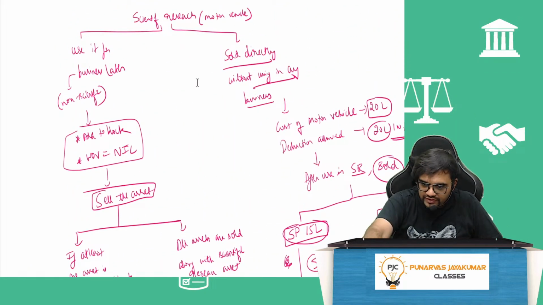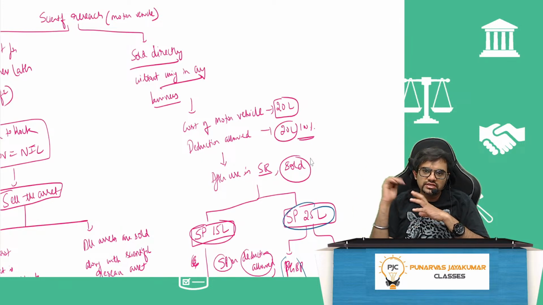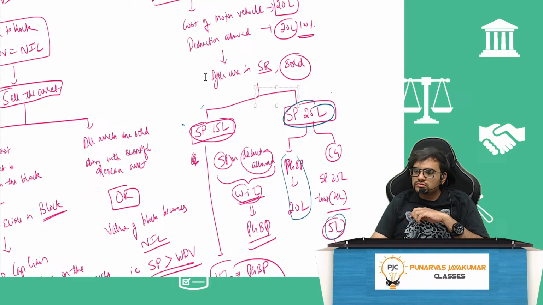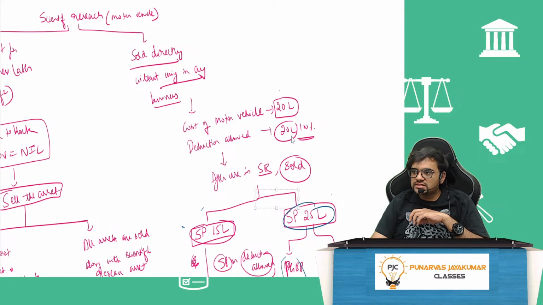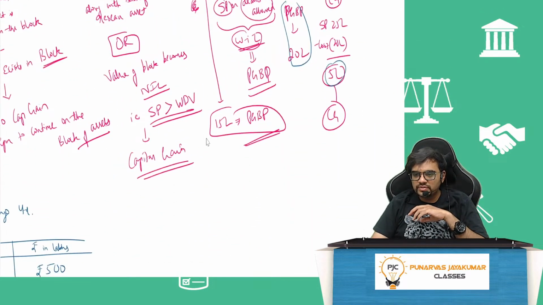But the interesting part is, if it is sold directly without using it in any business, then what will happen? Cost of the motor vehicle 20 lakh. Deduction allowed is also 20 lakh. 100% depreciation, deduction allowed. After being used in scientific research, it is sold directly. Let's say it is sold for 15 lakh, and alternatively for 25 lakh. A 20 lakh asset is sold for 15 lakh. What will you do? You have already claimed the full 20 lakh as debited to the P&L account. Now you are getting 15 lakh to your P&L account. Full 15 lakh will be PGBP.